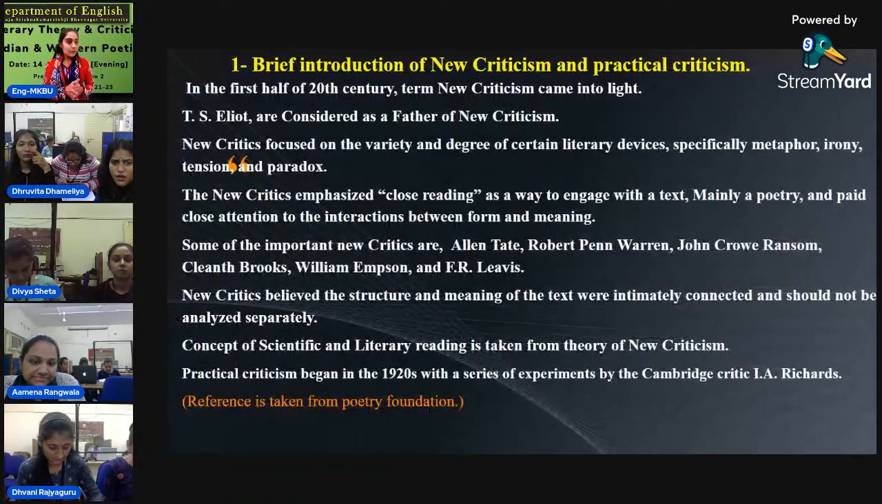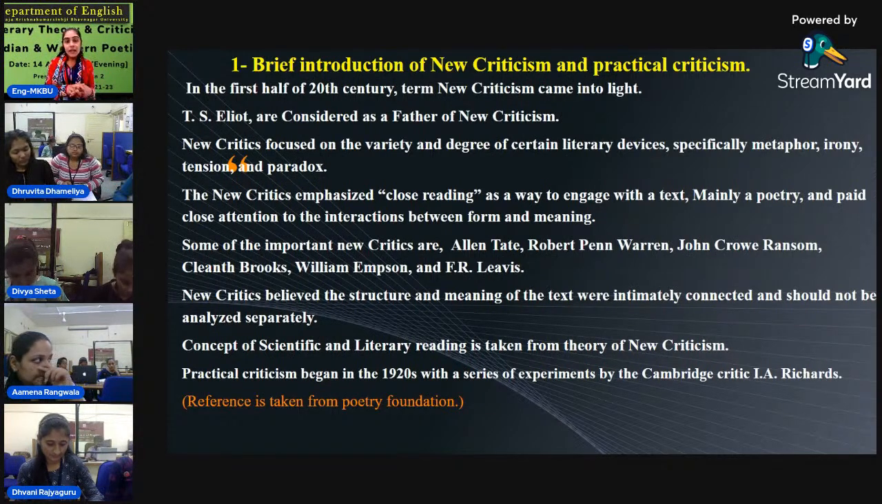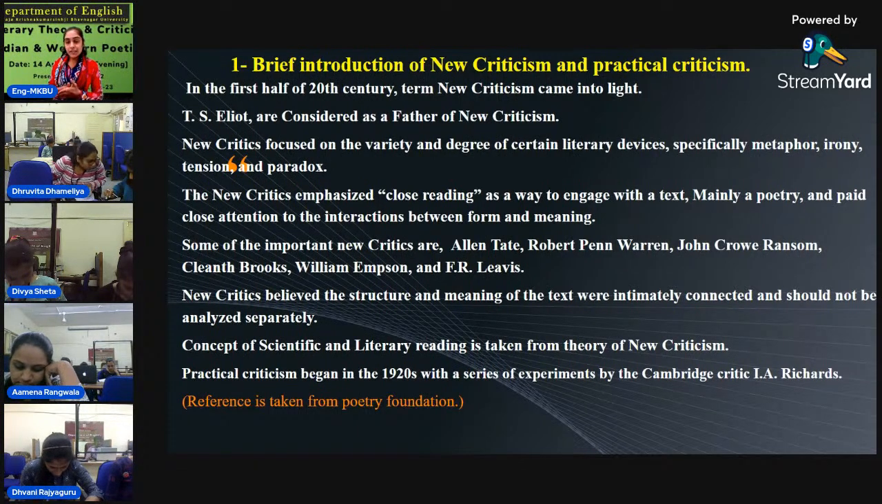In the first half of the 20th century, the term new criticism came into the light. T.S. Eliot is considered the father of new criticism, and new criticism is mainly focused on certain literary devices, specifically metaphors, irony, tension, and paradox. There are many new critics. The names of them are Allen Tate, Robert Penn Warren, John Crowe Ransom, Cleanth Brooks, William Empson, and F.R. Leavis.